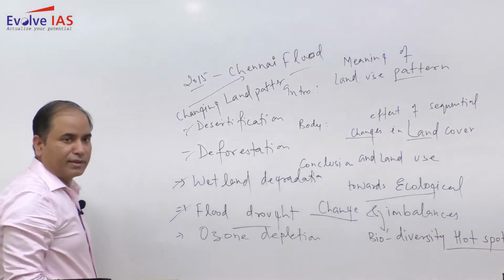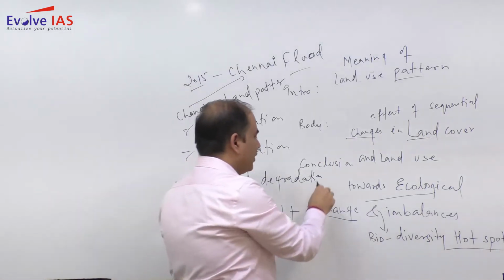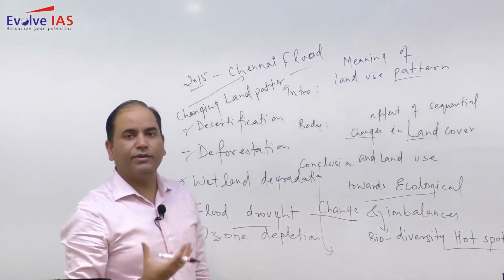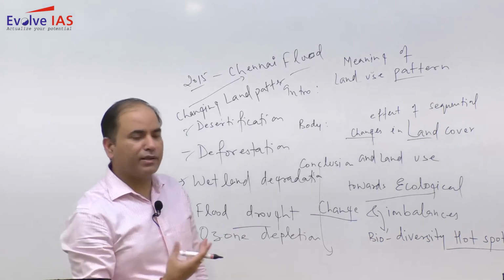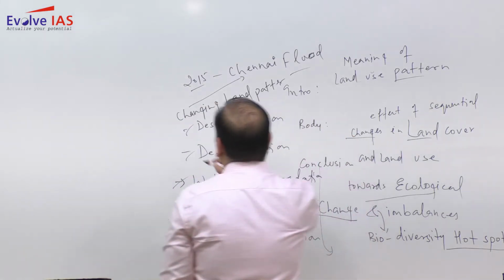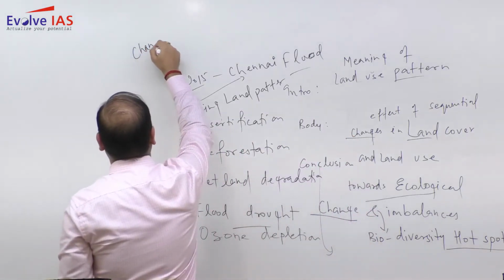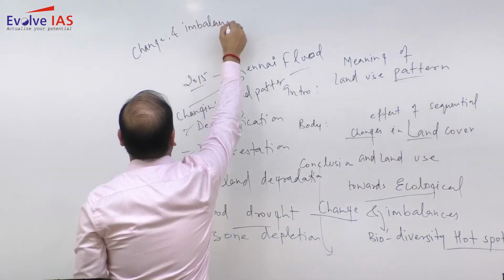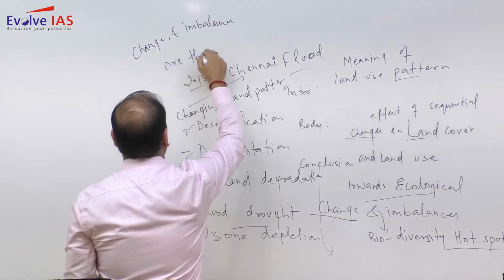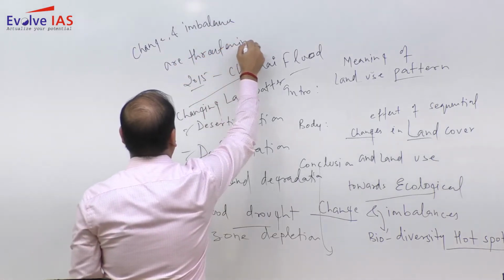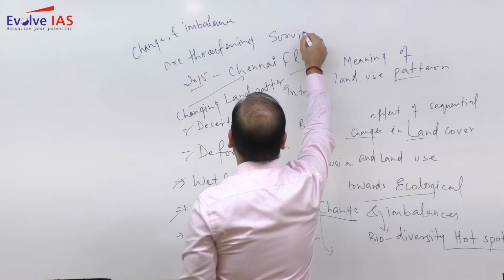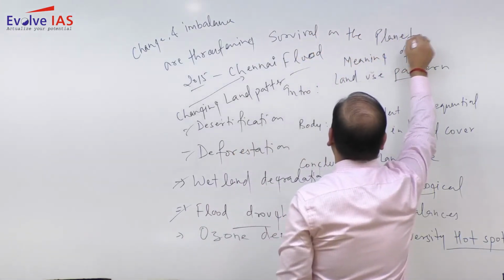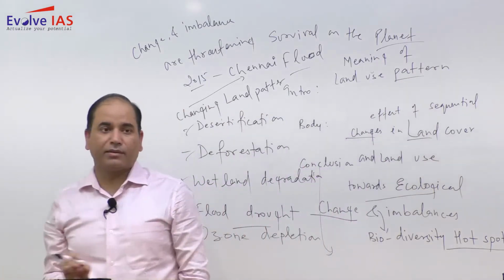Now coming to the conclusion part, in the conclusion you can write how these ecological changes and imbalances are threatening survival on the planet. So they are threatening the survival on the planet.